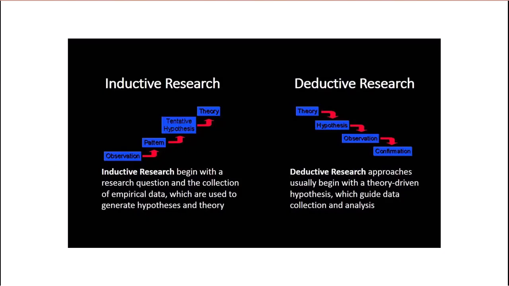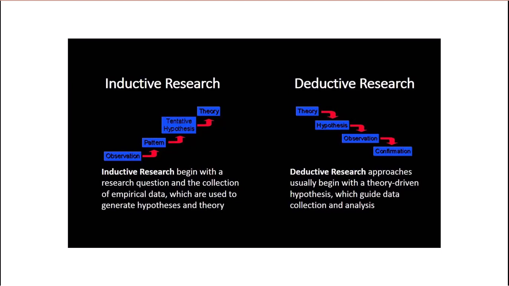So here we have some more examples. We have inductive research here on the left, where it says that we start with some observations, we see a pattern or a law, we come up with a tentative hypothesis that explains those patterns, and from those hypotheses we can test them and develop a theory. And so inductive reasoning begins with our research question and the collection of data, which are then used to generate the theory. Deductive reasoning, on the other hand, works from the theory all the way down to the confirmation. So we're working kind of in the reverse with deductive research.